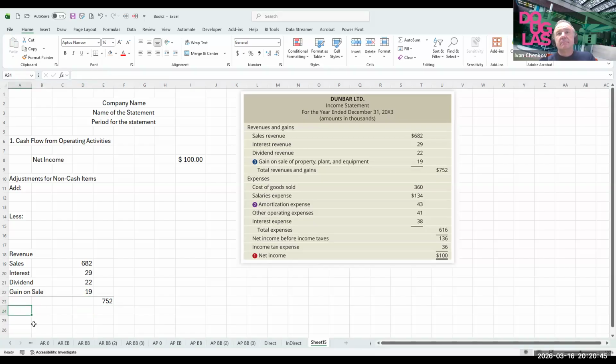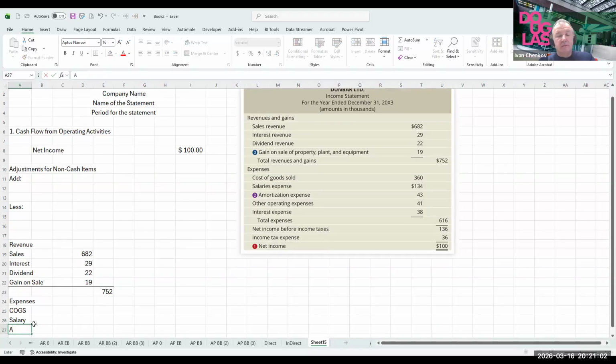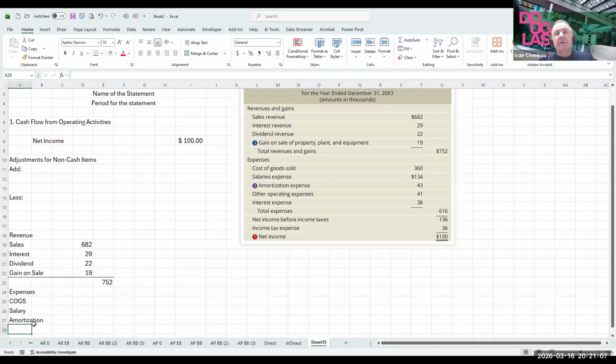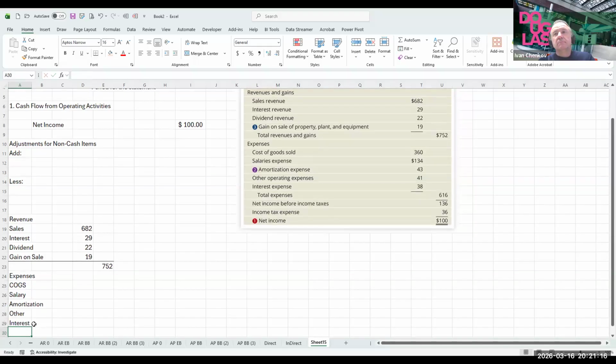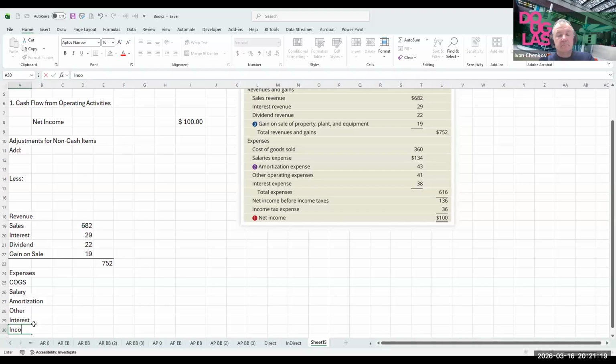Then I have expenses. And I have cost of goods sold, salary expenses, then I have amortization. Next thing I have is other expenses, interest expenses, and I have income tax. So let's see on those expenses what we have.